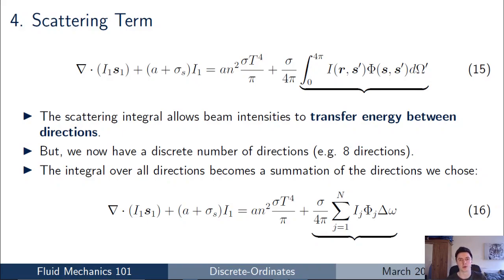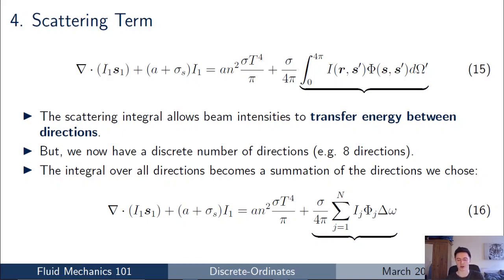But remember that we're now using the discrete ordinates model, and in the discrete ordinates model we only have a finite number of beam directions, and for the example picture I showed you we had 8 beam directions. So what that means is we can replace the integral over all of the directions with a summation over the number of beam directions that we chose to solve for. So that allows us to go from equation 15 to equation 16.